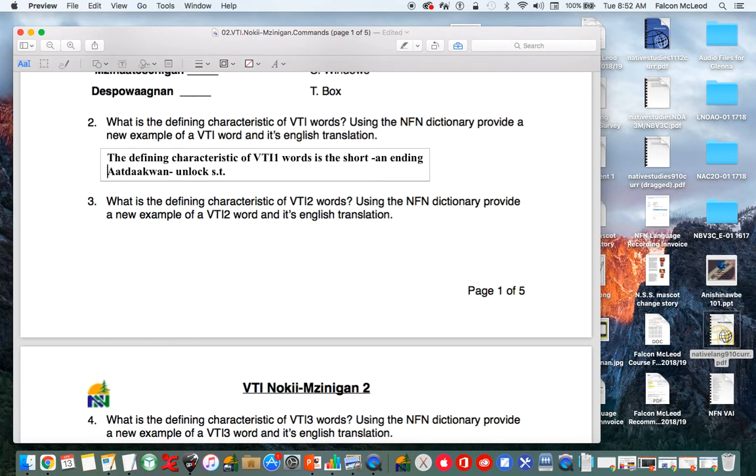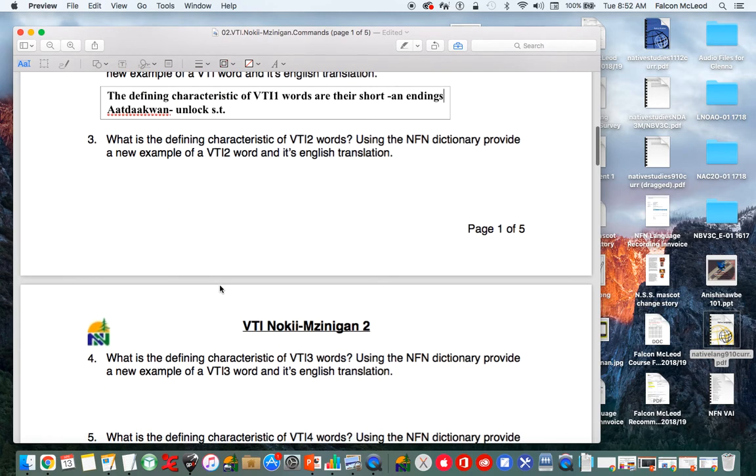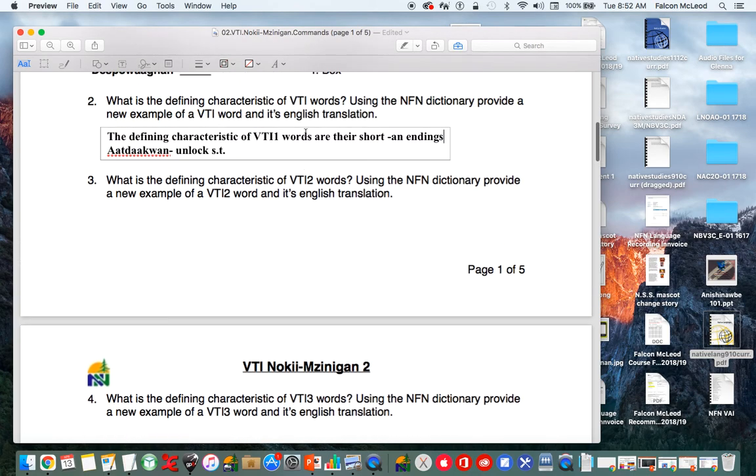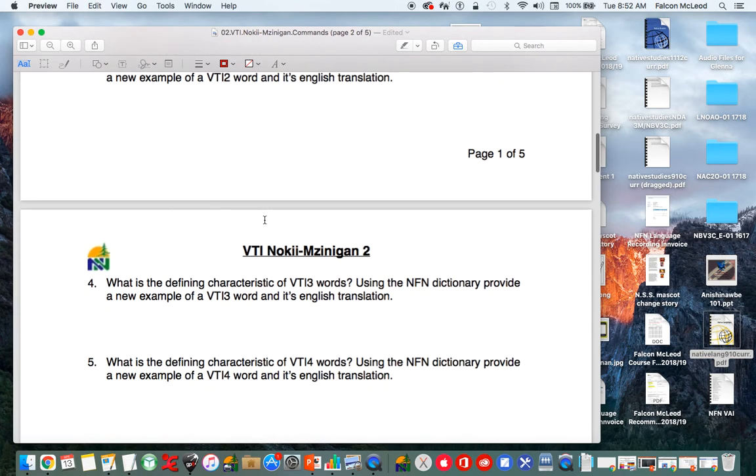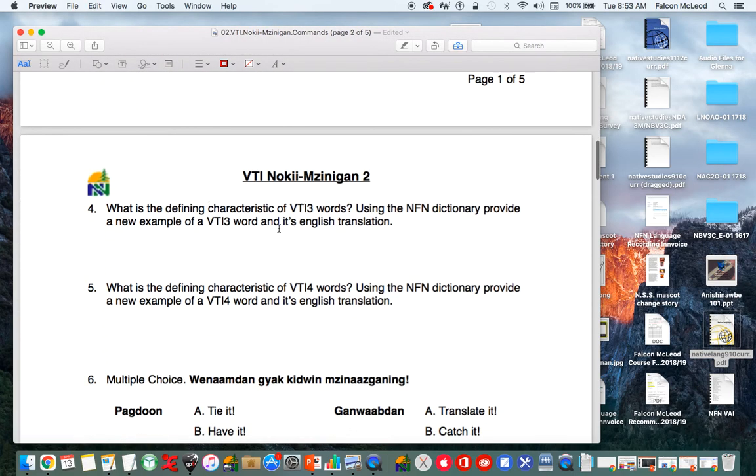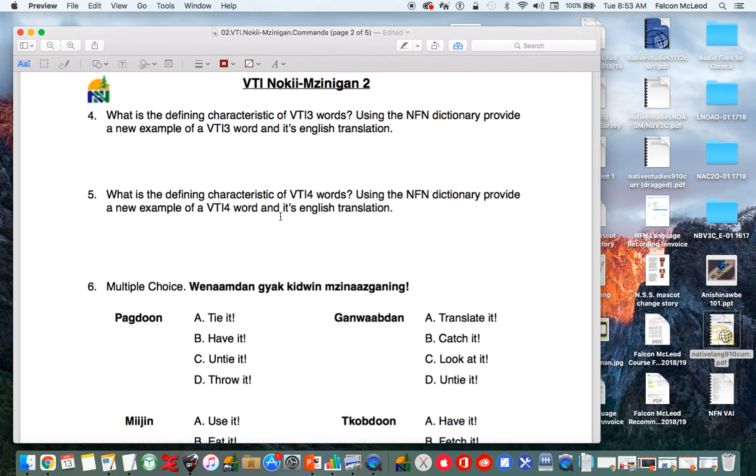All right. So the defining characteristic of VTI 1 words are their short AN endings. So doc one has an AN ending and means unlock something. So same thing for VTI 2s. What's their defining characteristic? And what's an example from the dictionary that you can find? Same with VTI 3s and VTI 4s. I'll leave that for you guys to do on your own.